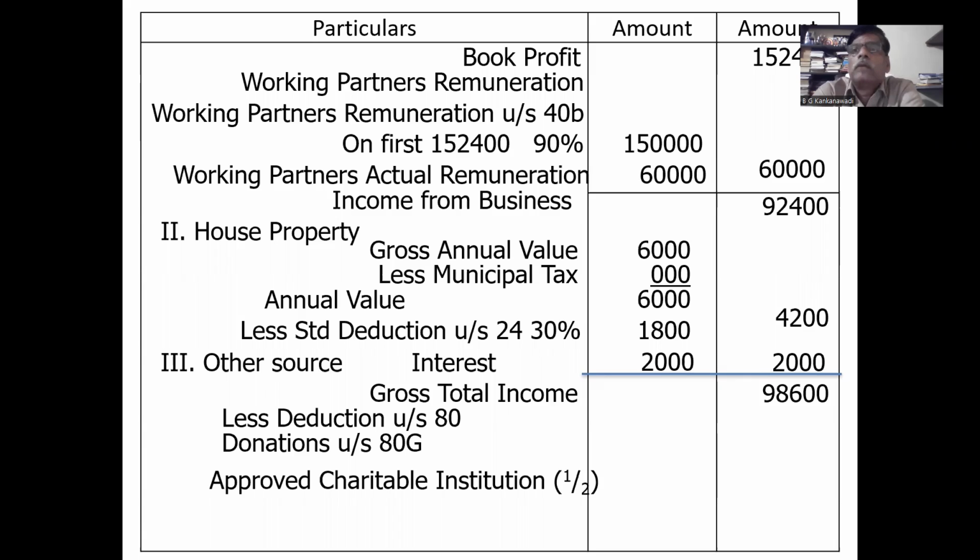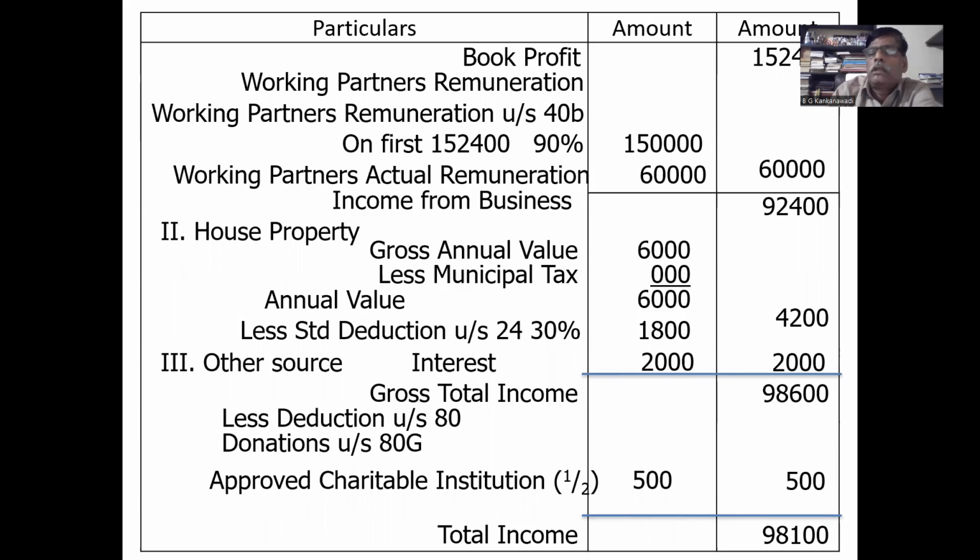That qualifying amount is not fully deductible. 50% is deductible. So 50% of that is 500. You deduct 500, your total income is 98,100. 98,100 is your income. Okay. This is the question number, I think, 24.